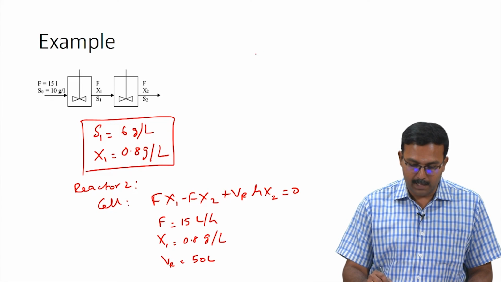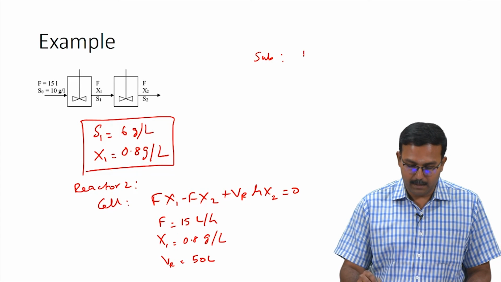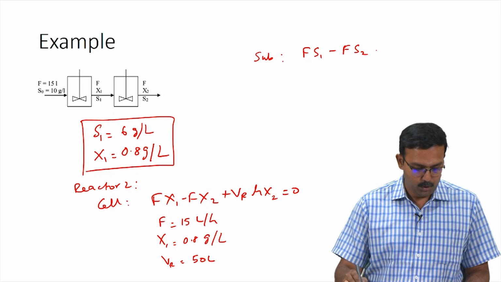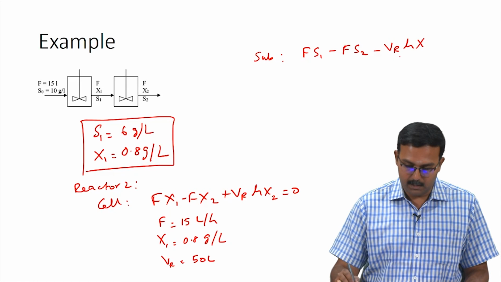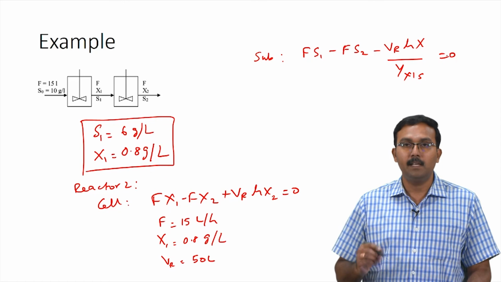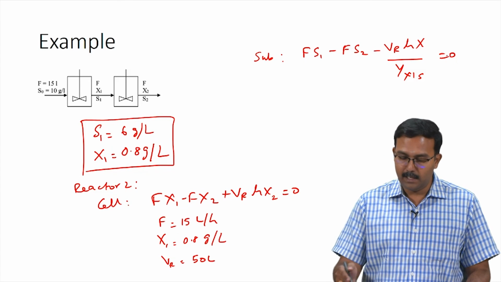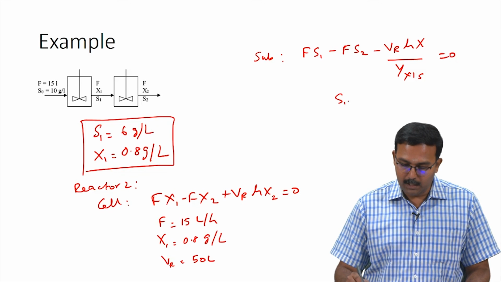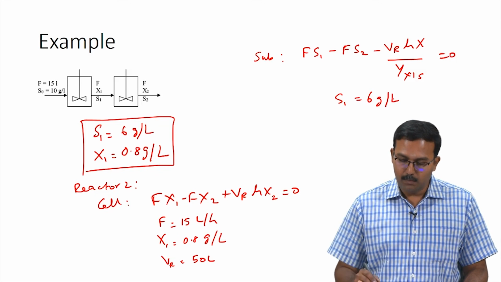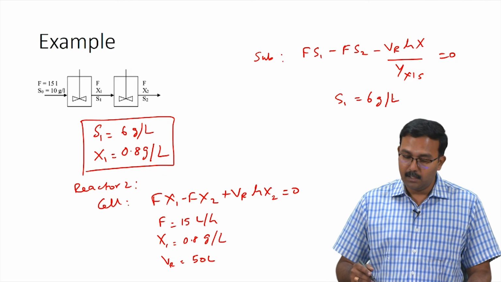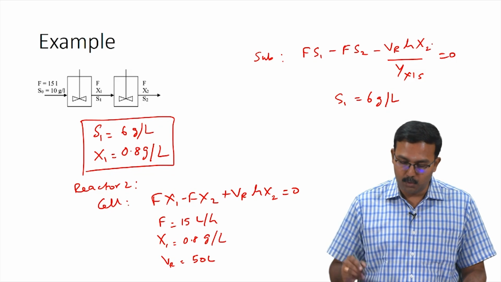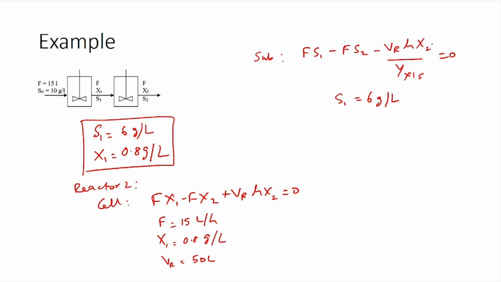We can similarly write the balance for the substrate. The substrate balance would be F S1 minus F S2 minus Vr mu x divided by Yxs equals 0. Here again we are assuming that there is no product formation and there is no accumulation. So, using this we get this equation. Here again we have already calculated S1 as 6 grams per liter. We know F and Vr which have been given to us, and again this would be x2. So, we now again have two variables which are unknown. Yxs is again known to be 0.2 grams per gram. So, now with all the variables known, we are left with mu and x2.